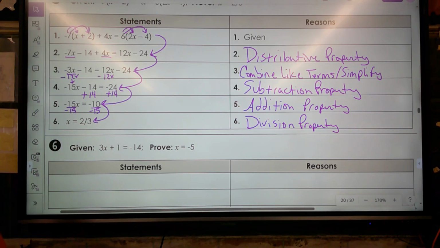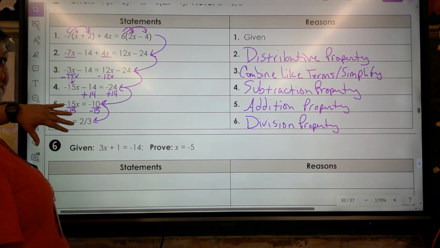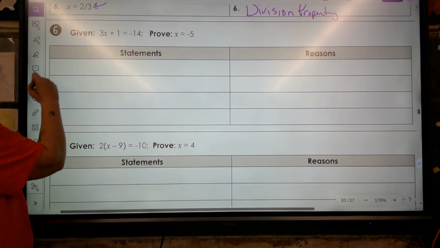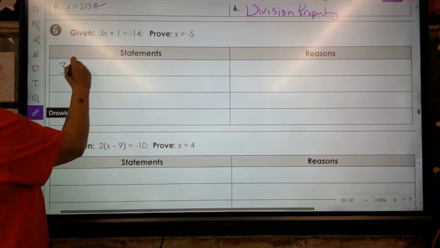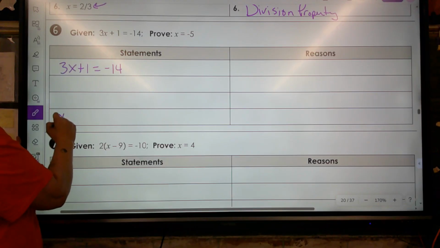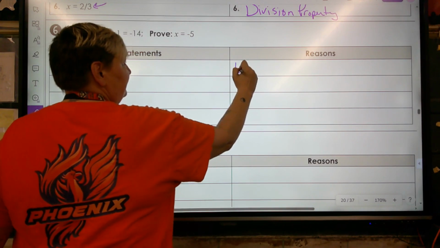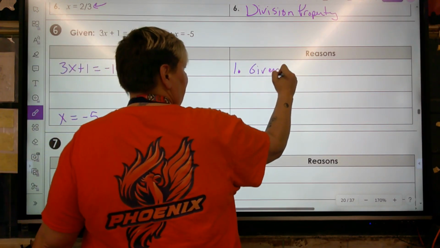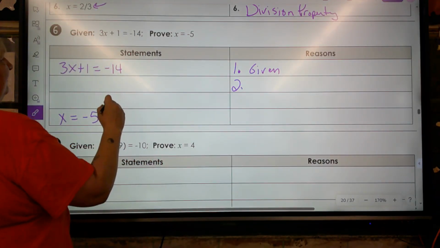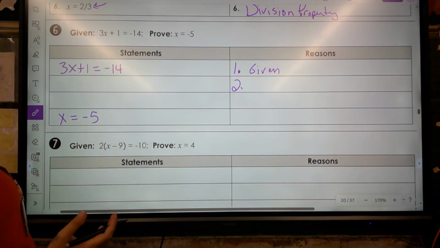They only get more complicated. So if you don't understand what's happening here, go back to the beginning and watch it again. So the first thing is you were given 3x plus 1 equals negative 14. And you're proving that x equals negative 5. So the first thing they did was give it to you. It's given. All right? The second thing they did, well, we have to do it. And then we have to explain it, right?